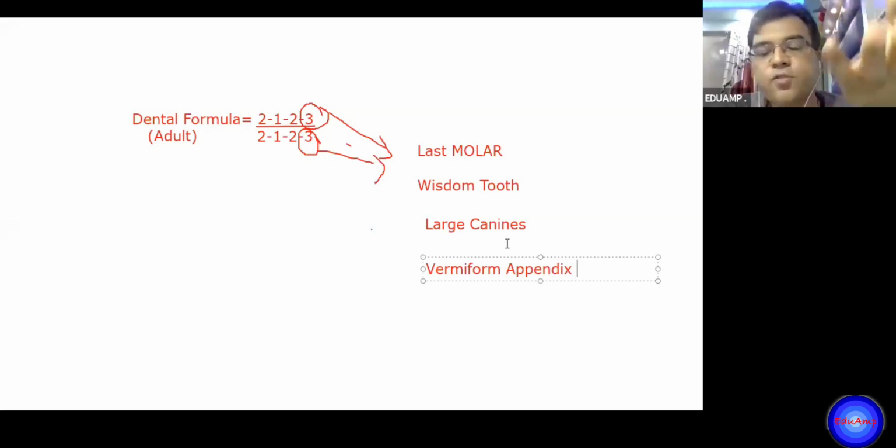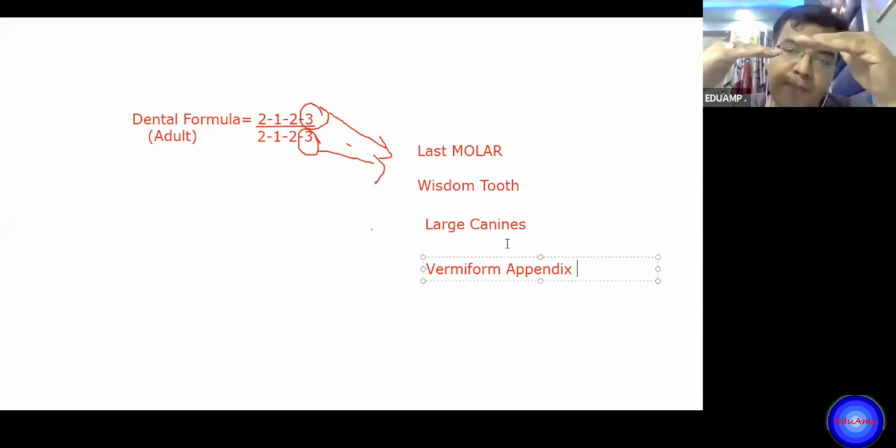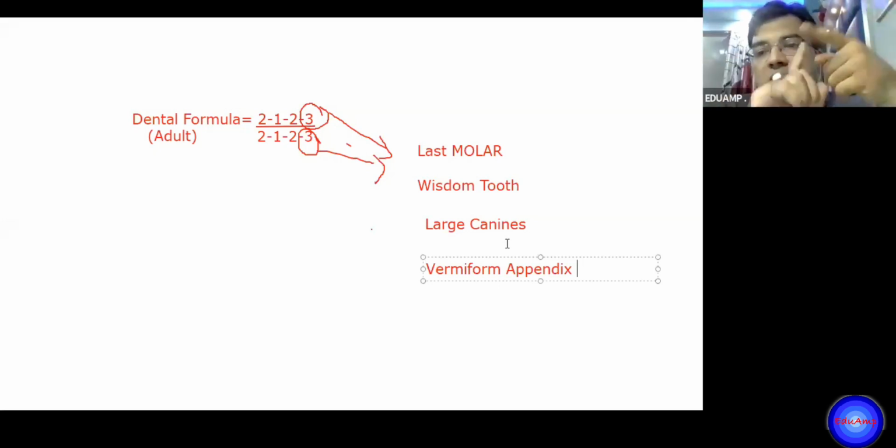एंड द लास्ट बट नॉट द लीस्ट, वर्मीफॉर्म अपेंडिक्स. तुमने कहा ये सीकम के पास होता है, जहां इलियम जुड़ता है. इलियम में डाइजेशन होता है, कंप्लीट हो जाता है. सीकम में कोई डाइजेशन कंप्लीट नहीं होता. डाइजेशन पहले कंप्लीट हो चुका है. कोलोन, सीकम और रेक्टम, दीज आर पार्ट्स ऑफ द लार्ज इंटेस्टाइन. सीकम के पास एक छोटा सा वर्म लाइक स्ट्रक्चर होता है जिसको हम कहते हैं वर्मीफॉर्म अपेंडिक्स.